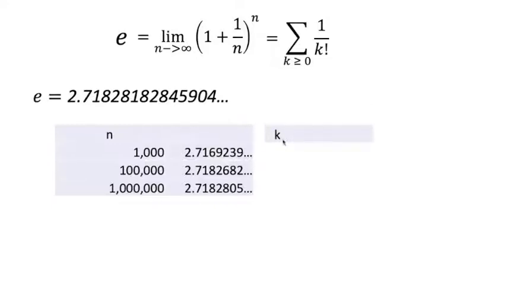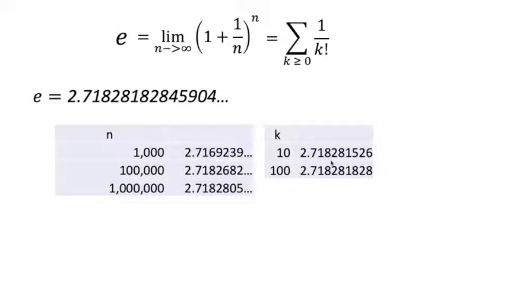Now let's look at this series definition. If we add up k terms, so if we add up 10 terms for k, we get 2.71828. So a little close, but not quite there yet. If k is 100, we're even closer, 2.718281828. And it converges a lot quicker than the limit definition, but they both converge to the same number.